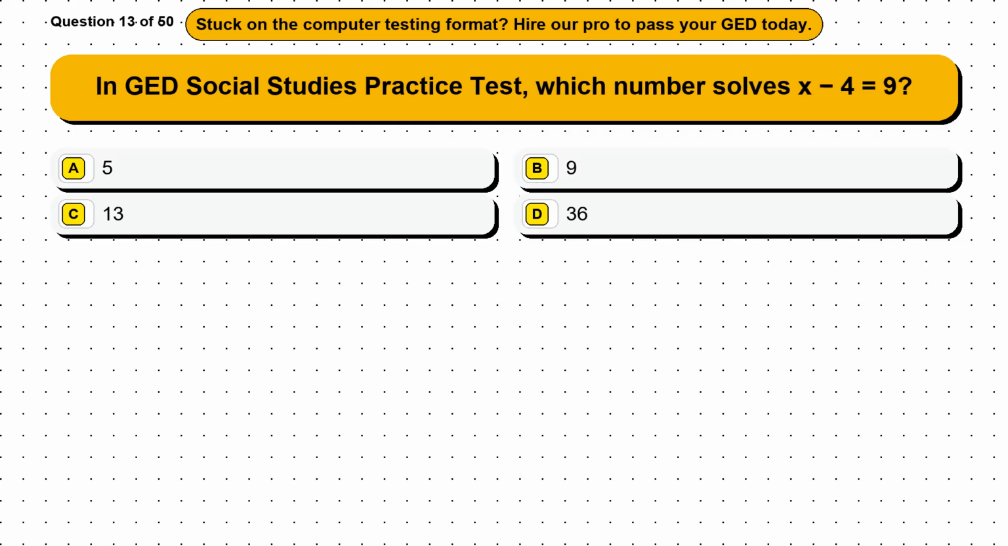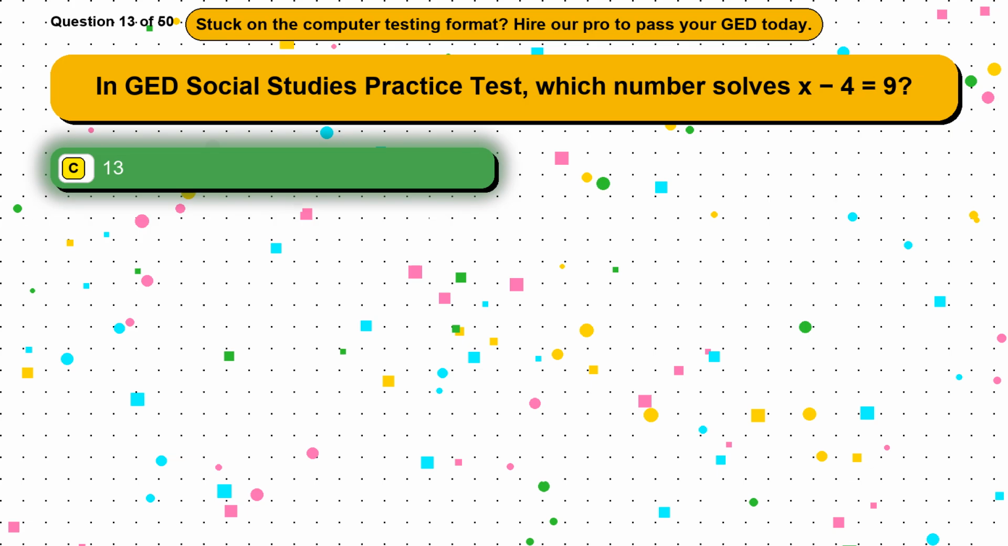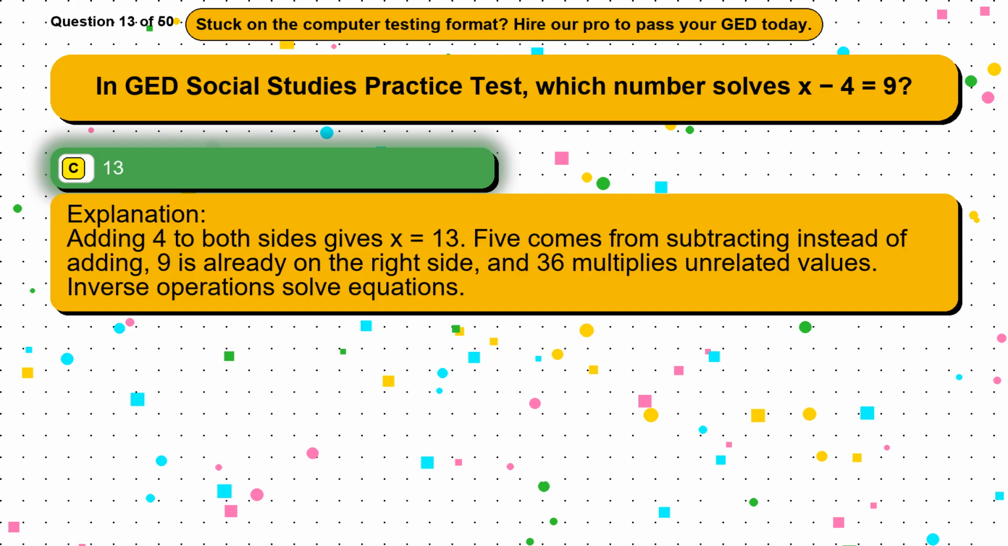Question 13. In GED Social Studies practice test, which number solves x − 4 equals 9? Option A 5. Option B 9. Option C 13. Option D 36. The correct answer is option C, 13. Adding 4 to both sides gives x equals 13.